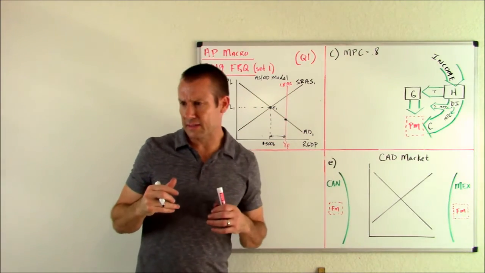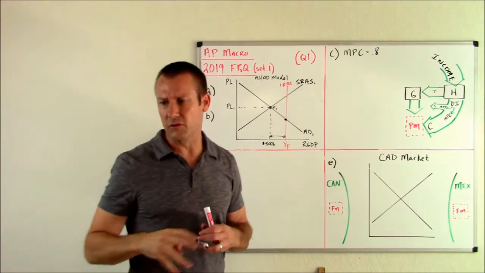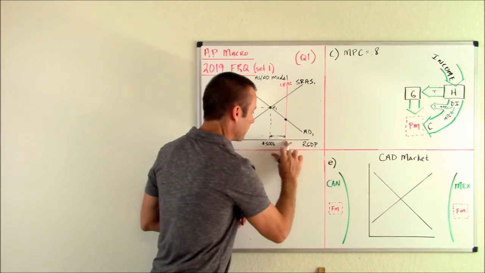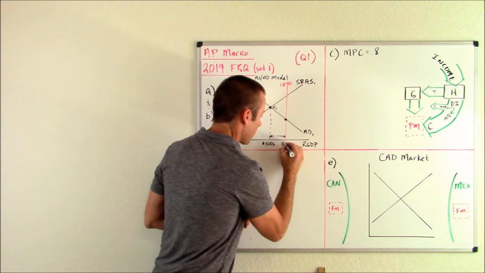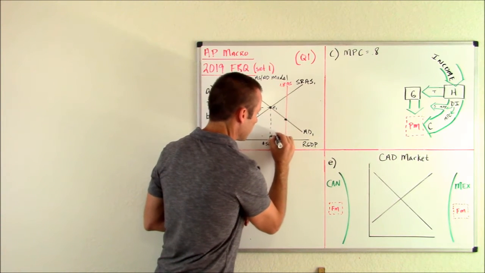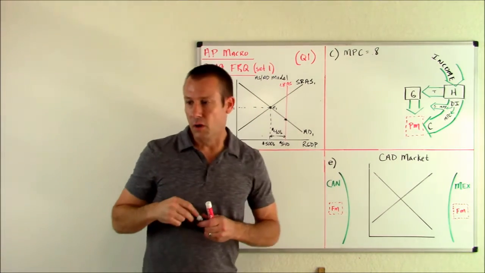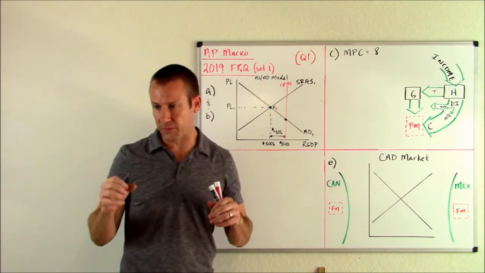And then it says full employment output is 540 billion. So full employment output, 540 billion. So there it is. That gap is $40 billion. Okay, so we've got a lot of stuff up there.